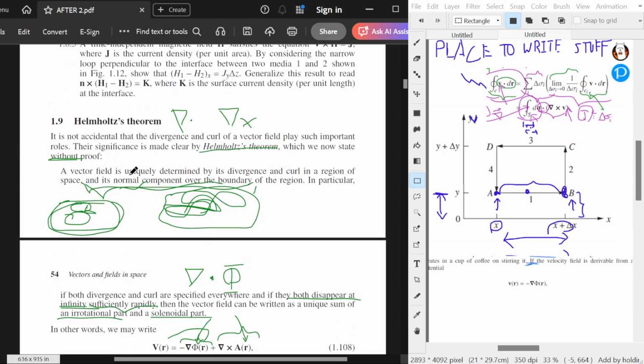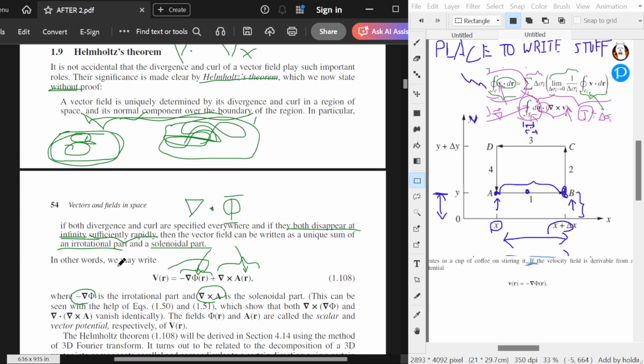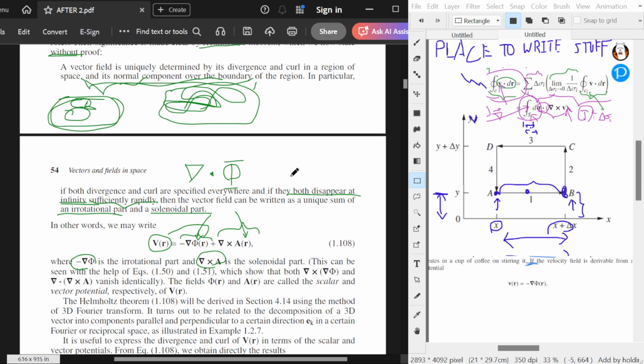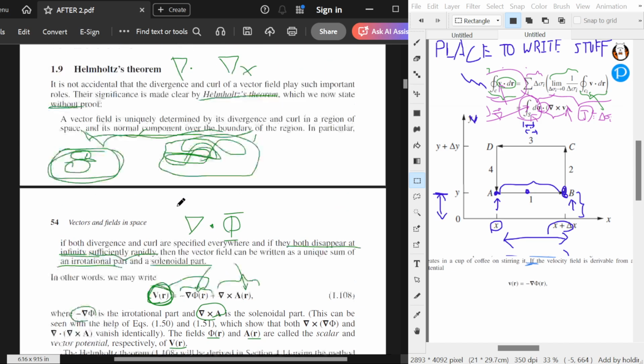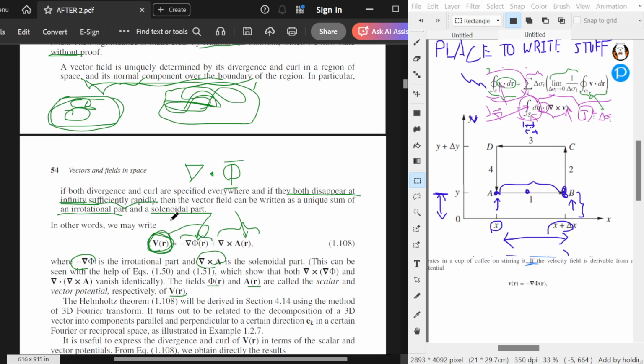It's not simple. A vector field is uniquely determined by its divergence and curl in a region of space. Vector field, divergence and curl. The fields this and this are called the scalar and vector potential, respectively, of this. So if you're rewriting this as the divergence and curl, you'll end up with two different fields, each of them called scalar and vector potential.